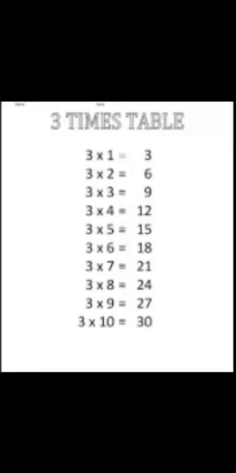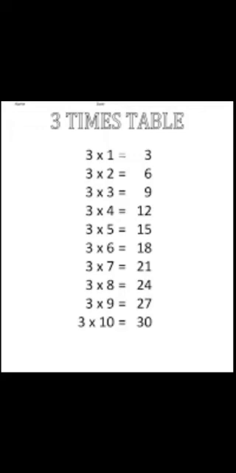So now the next table is table 3. 3 1s are 3. 3 2s are 6. 3 3s are 9. 3 4s are 12. 3 5s are 15. 3 6s are 18. 3 7s are 21. 3 8s are 24. 3 9s are 27. 3 10s are 30.